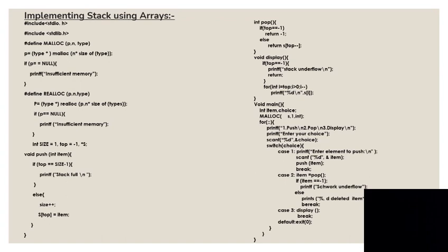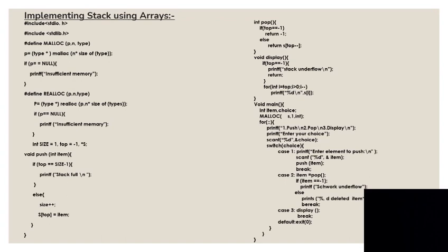Reallocation means modifying the allocated memory, which means increasing or decreasing the memory that has been allocated. Here we are increasing the allocated memory using realloc. The execution of the code starts from the main function.